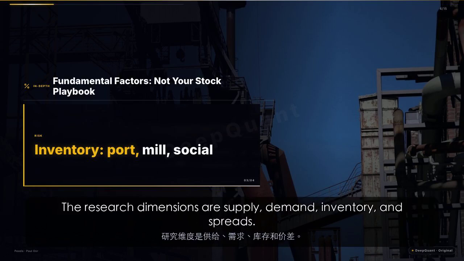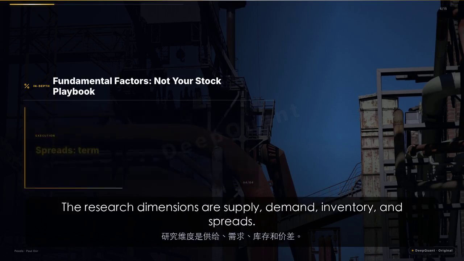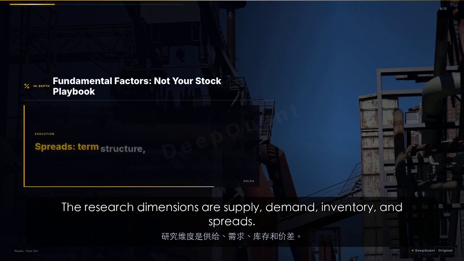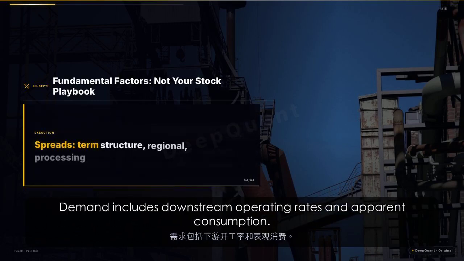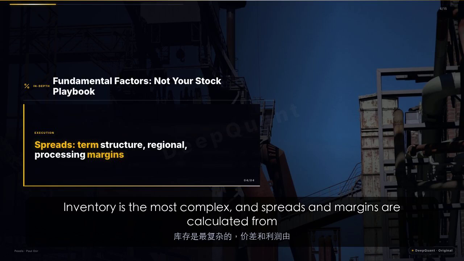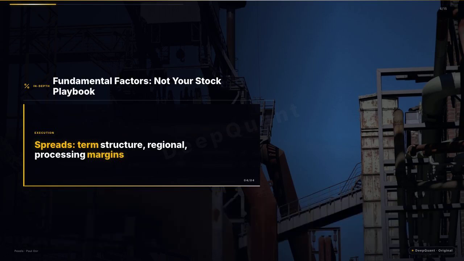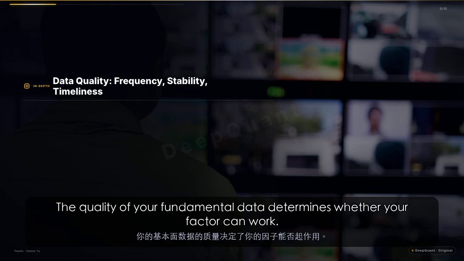The research dimensions are supply, demand, inventory, and spreads. Supply includes production costs, operating rates, and imports. Demand includes downstream operating rates and apparent consumption. Inventory is the most complex, and spreads and margins are calculated from price differences. The quality of your fundamental data determines whether your factor can work.